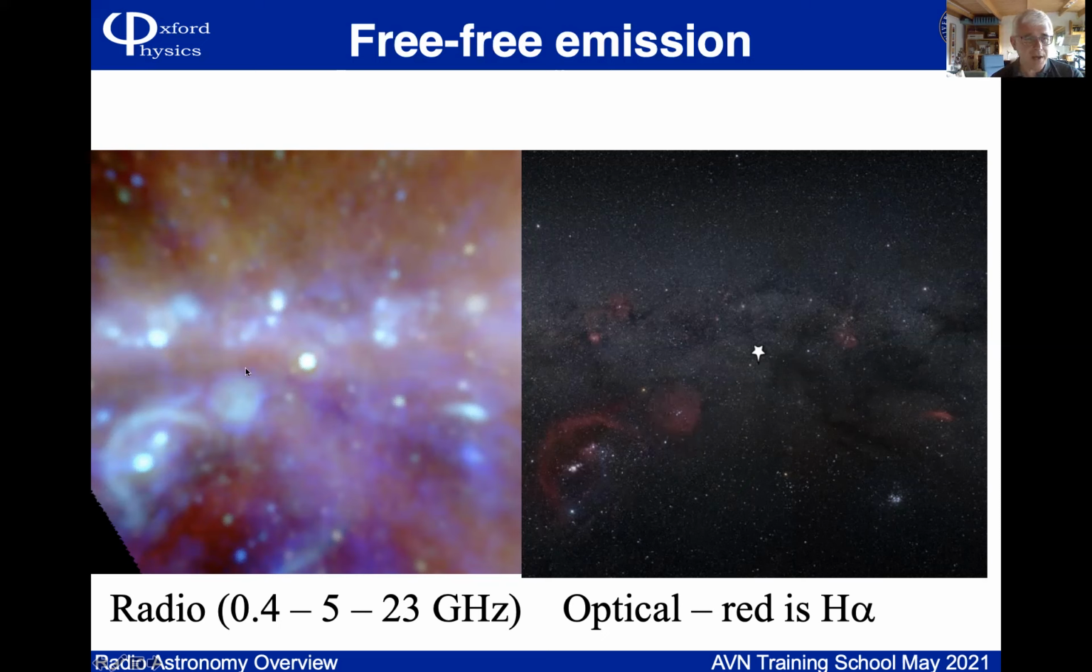And then in this radio 3-color image, you can see, in these particular colors, free-free emission comes out as this kind of cyan color. And again, you can see exactly the same structures. This is Barnard's Loop here around Orion. And you can see that where you can see ionized gas in the optical, you can see the same ionized gas in the radio.